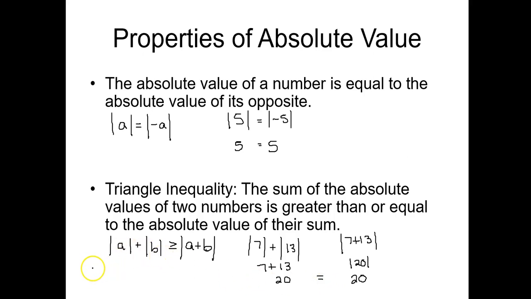But if you're doing negatives, let's say you have absolute value of negative 8 plus the absolute value of 20. That'll be 8 plus 20, which is 28. But on the other side, let's say you have the absolute value of negative 8 plus 20. That's the absolute value of 12, which is 12. So this was a greater than situation. So it's going to be either greater than or equal to. That's called the triangle inequality.